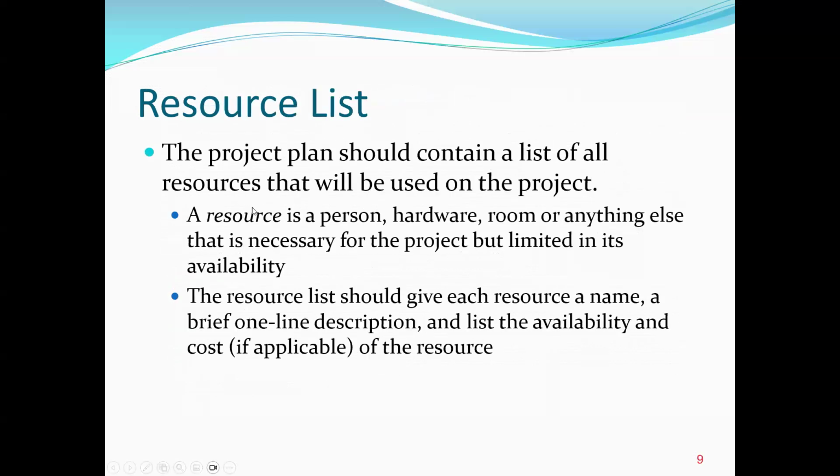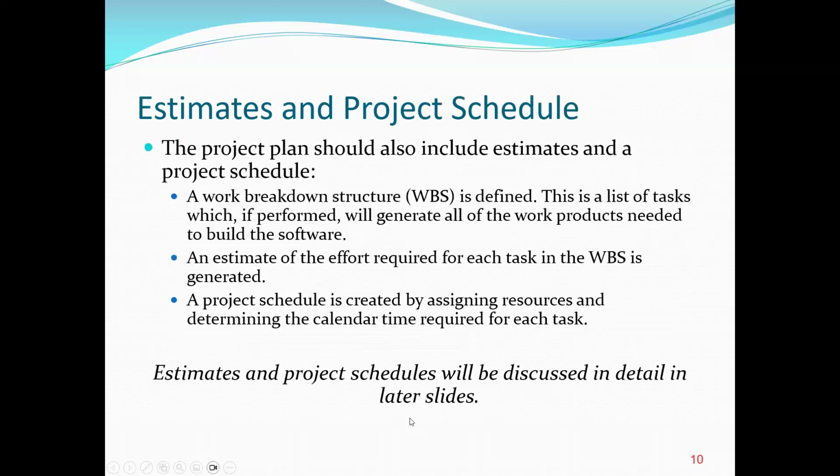Also, we need to list all the resources. So the project plan should contain a list of all the resources that will be used on the project. A resource can be human resources or material resources, hardware, software, etc. So here we say a resource is a person, can be hardware, room, or anything else that is necessary for the project, but limited in its availability. So a resource list should give each resource a name, a brief one-line description, and list the availability and the cost, if applicable, of the resource.